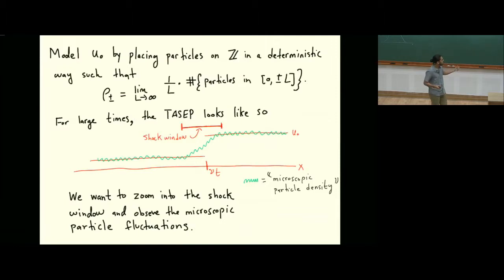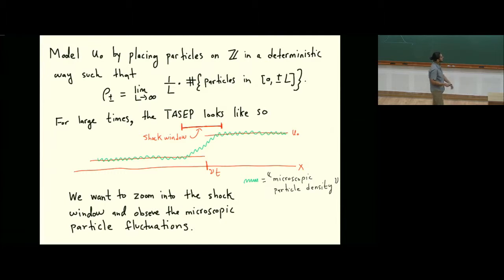So suppose I model this initial step function, which is the shock, and suppose I do it in a deterministic way. This is actually going to be crucial. There are many ways to model this density because it's macroscopic. You can make macroscopic changes and it will never show up. But you're not allowed to add randomness to your initial data. You have to do it in a deterministic way.